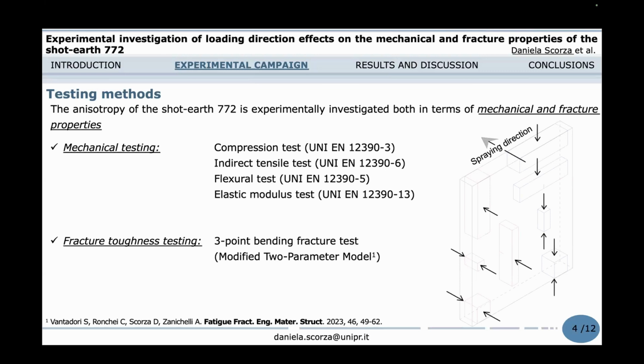The fracture toughness is instead investigated for what concerns the fracture properties, and that is done by performing 3-point bending fracture tests according to the modified two-parameter model that was developed by the present authors, considering the two mentioned loading directions.